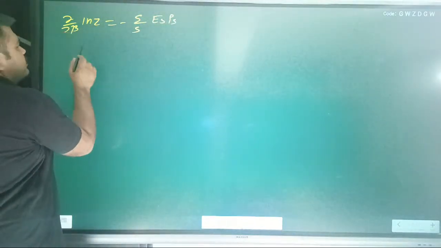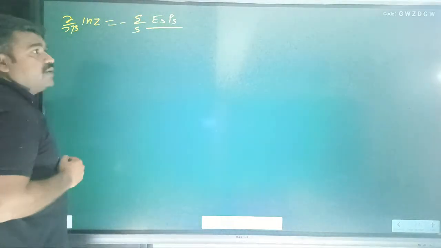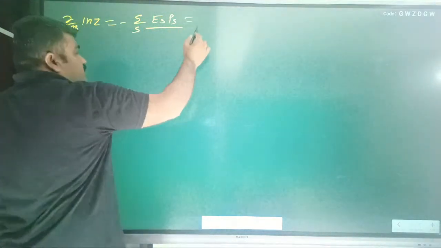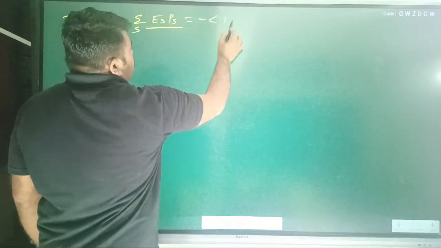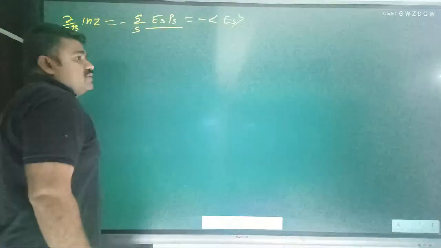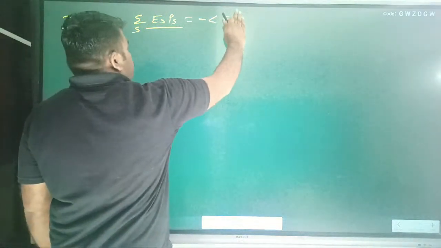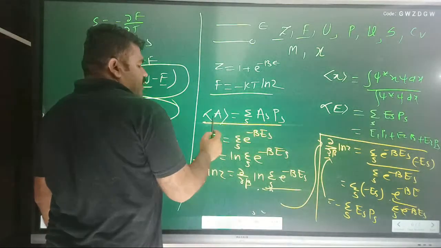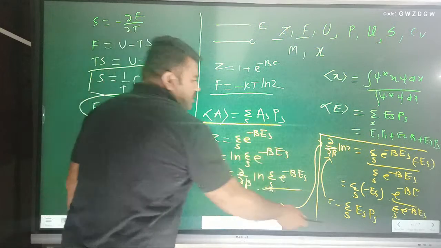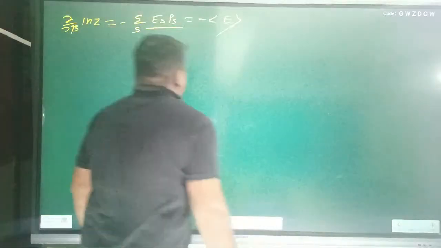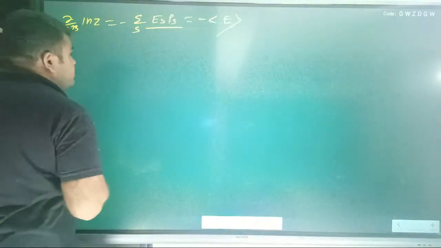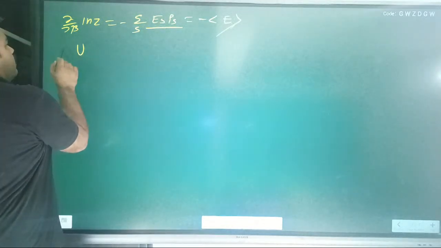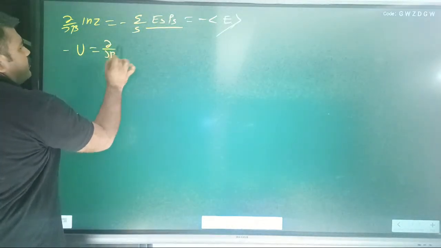And this is equal to how much then? This is minus, and es ps is nothing but energy. This is nothing but minus the expectation of e. Summation of a ps is the expectation of a. So this value is nothing but the expectation of e, which is nothing but the average energy. Minus is equal to ∂/∂β ln z.